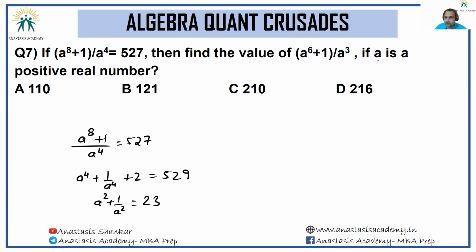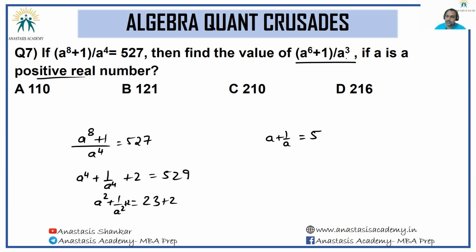I'm directly jumping to this because we are told that a is a positive real number. So we are only considering the positive root. So a square plus 1 by a square is 23. Again, just like the previous case, add a 2, we get a plus 1 by a is equal to 5.